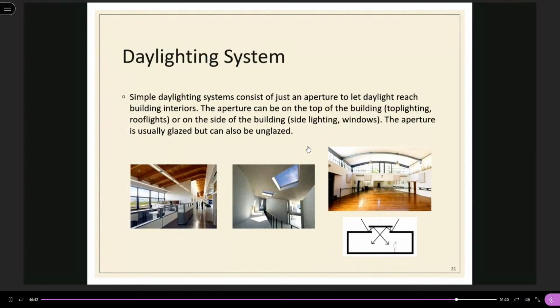A simple daylighting system consists of just an aperture, just a hole, a window to let the daylight reach the building interior. The aperture can be on the top of the building, then we call it the top lighting or the roof light, the skylight. Or the opening can be on the side of the building, so we call it side lighting through windows. The aperture is usually glazed, but can also be unglazed, so it depends on the window design.